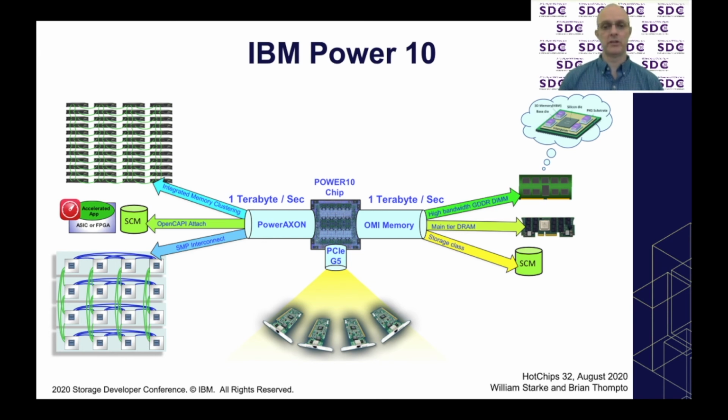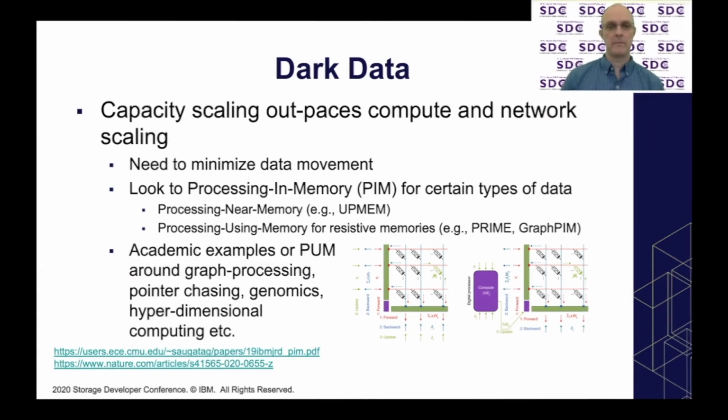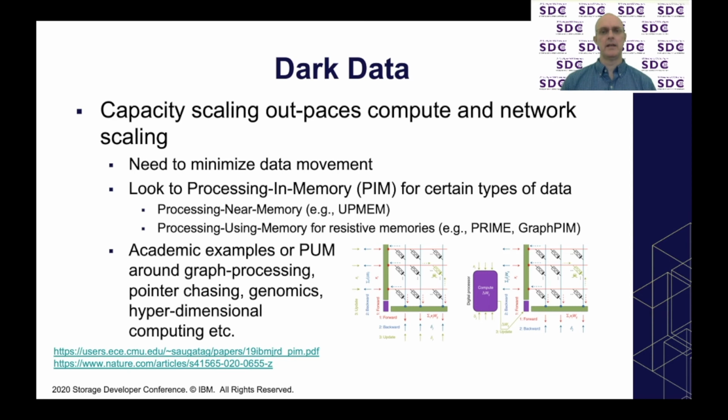The system is also designed to take high-performance devices such as PCI Express 5. We're also entering an era where the scaling of capacity is outpacing the scaling of compute and network. So this is what I like to term as dark data. We may end up with a point where there's so much data in the memory, in persistent memory particularly, that we can't get to that data because the compute hasn't scaled accordingly. So what we really need to do is to minimize data movement.